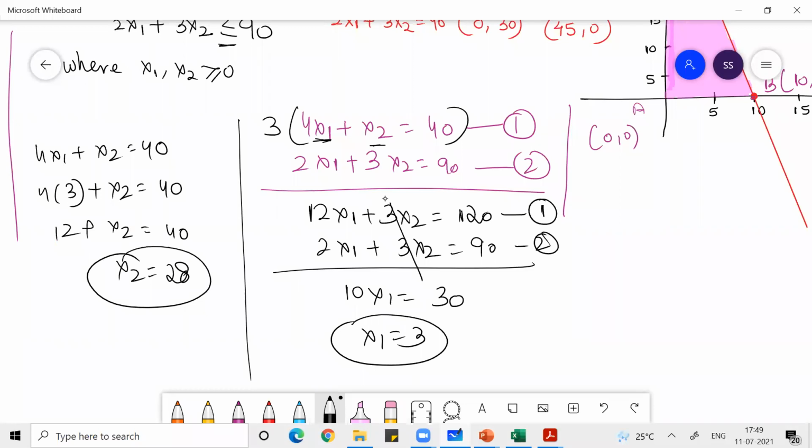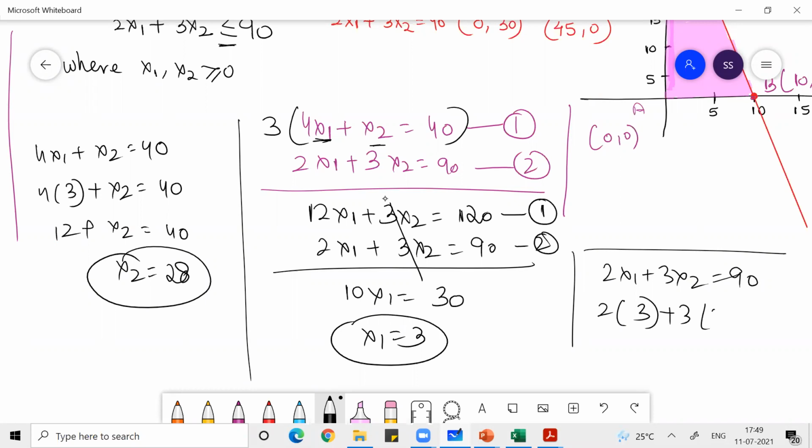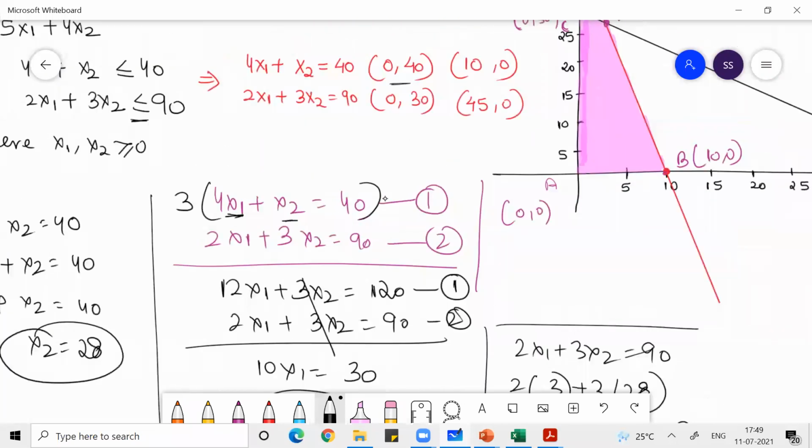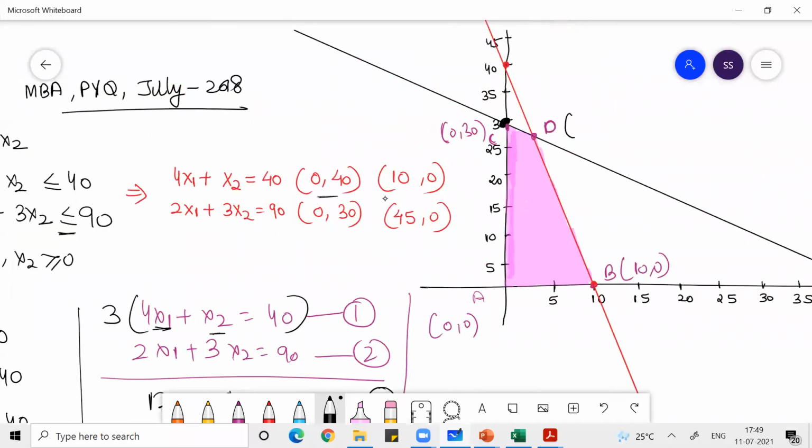Let me check this. 2x1 plus 3x2 should be equal to 90. If I put x1 equal to 3 and x2 equal to 28, then 2 times 3 is 6, and 3 times 28 is 84. 6 plus 84, I'll get 90. So the point D is 3 comma 28.